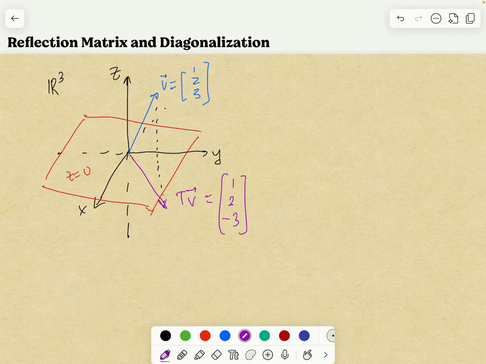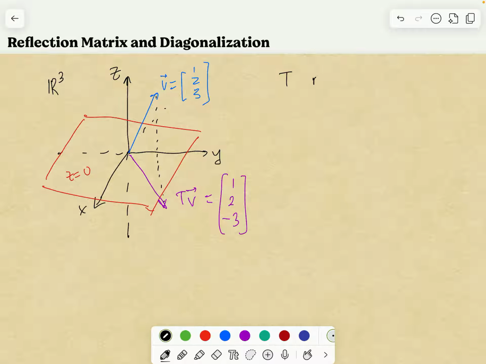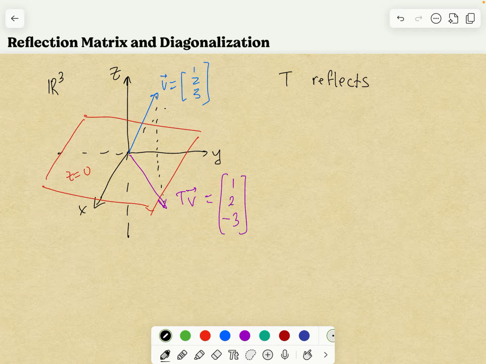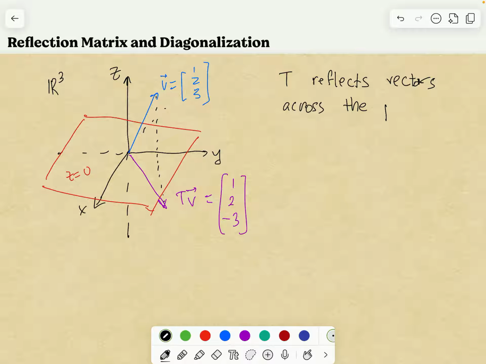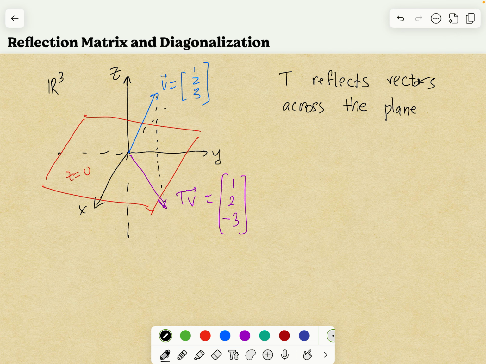And in general, if T is the reflection, so T reflects vectors across the plane z equals 0, then what T is going to do to the point xyz is it's going to take it to x comma y comma negative z.